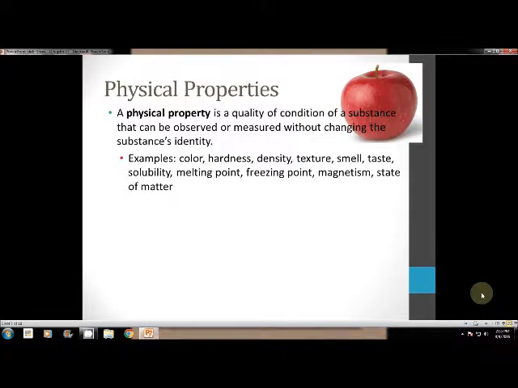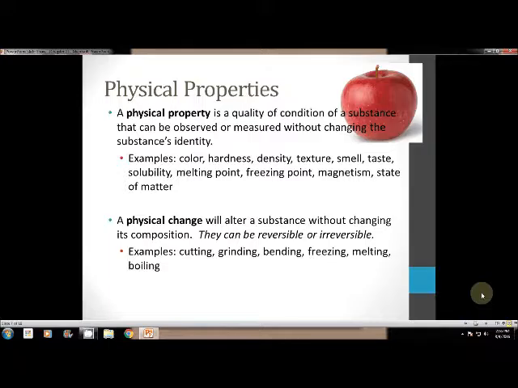A physical property of a substance is the quality or condition of the substance that can be observed or measured without changing the substance's identity. So we can make physical observations about, for example, remember just write down a couple, its color. How hard is it? Its hardness. What's the density of it? What does it feel like? What's its texture? What's its smell? Are you allowed to taste it? What's the taste of it? All those kinds of things. Is it magnetic? What state of matter is it in? All of those things are physical properties, what we can observe physically about the object.